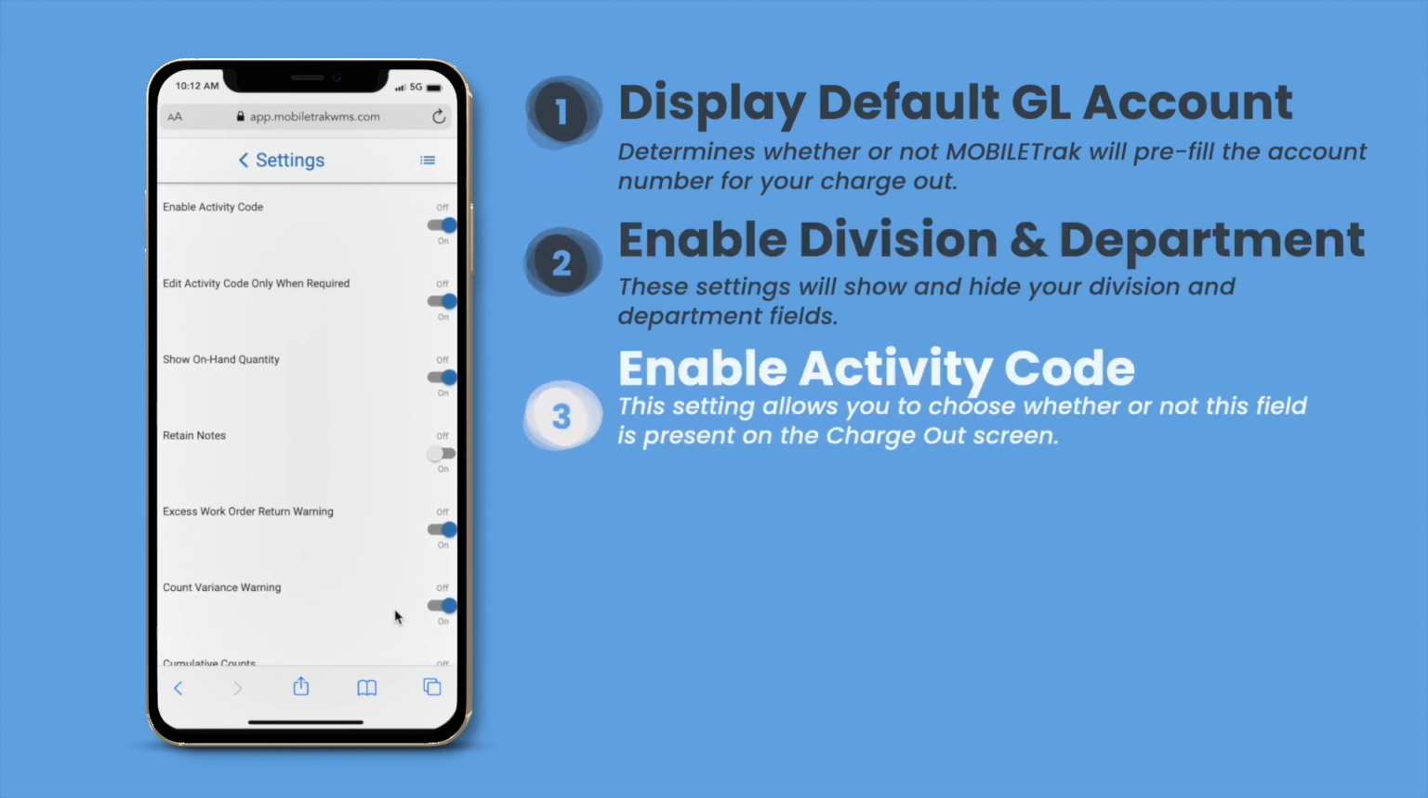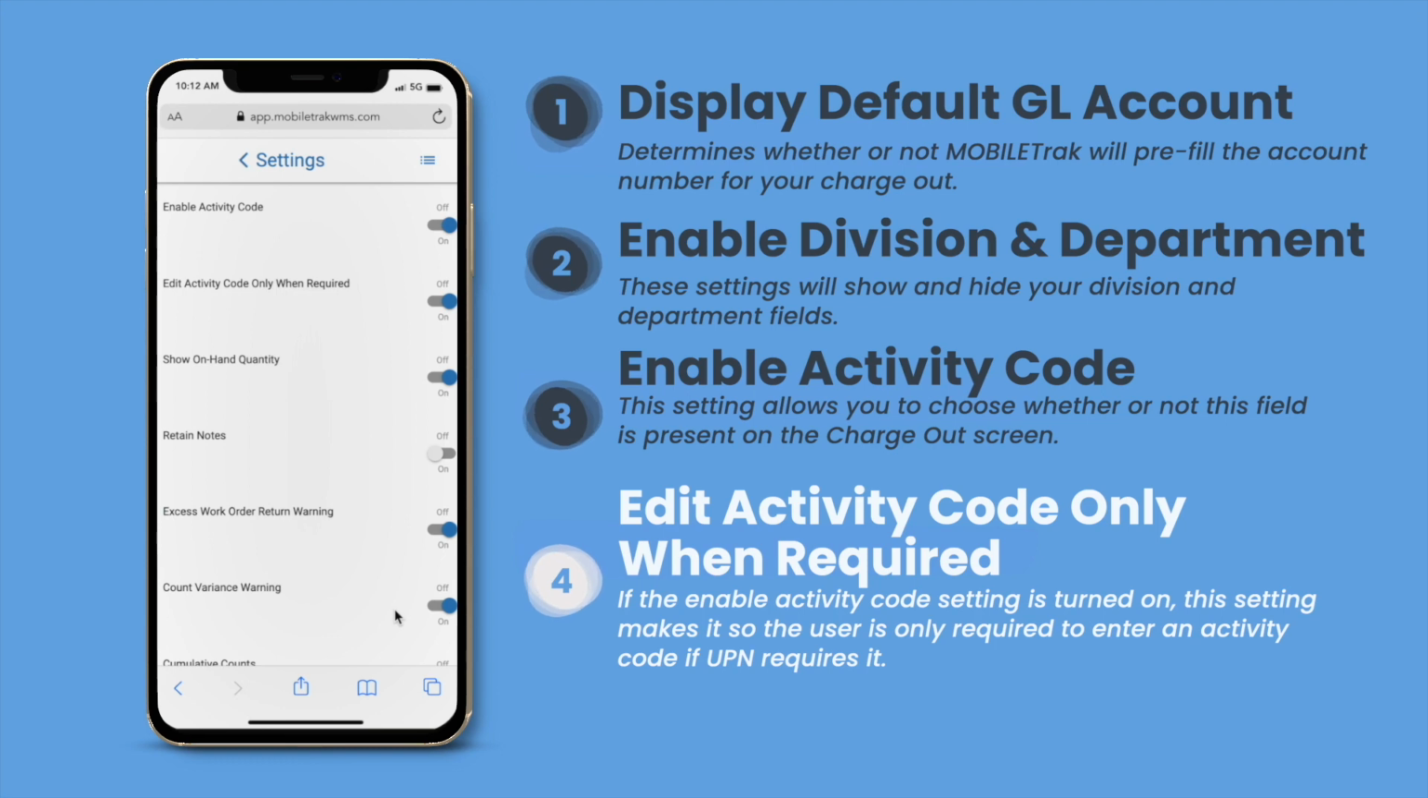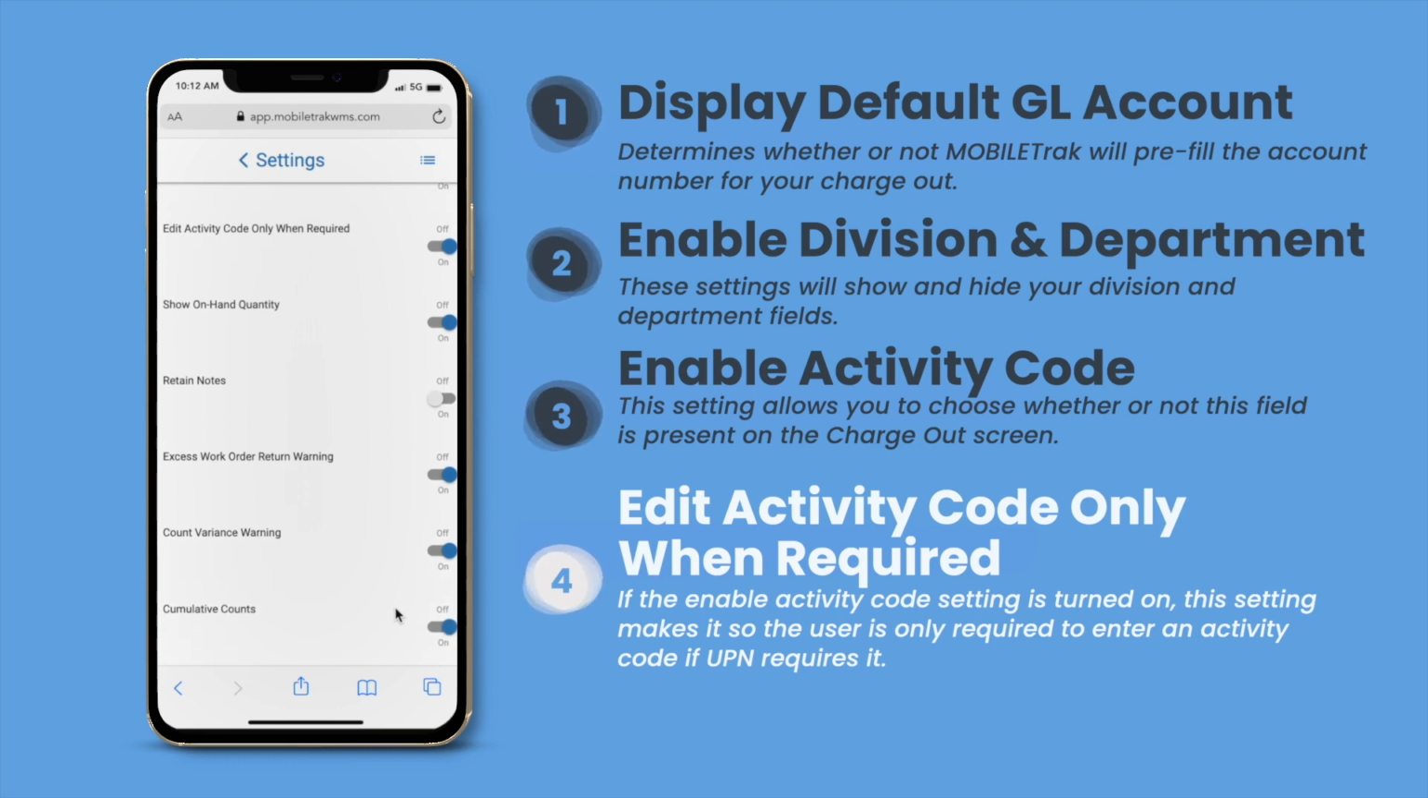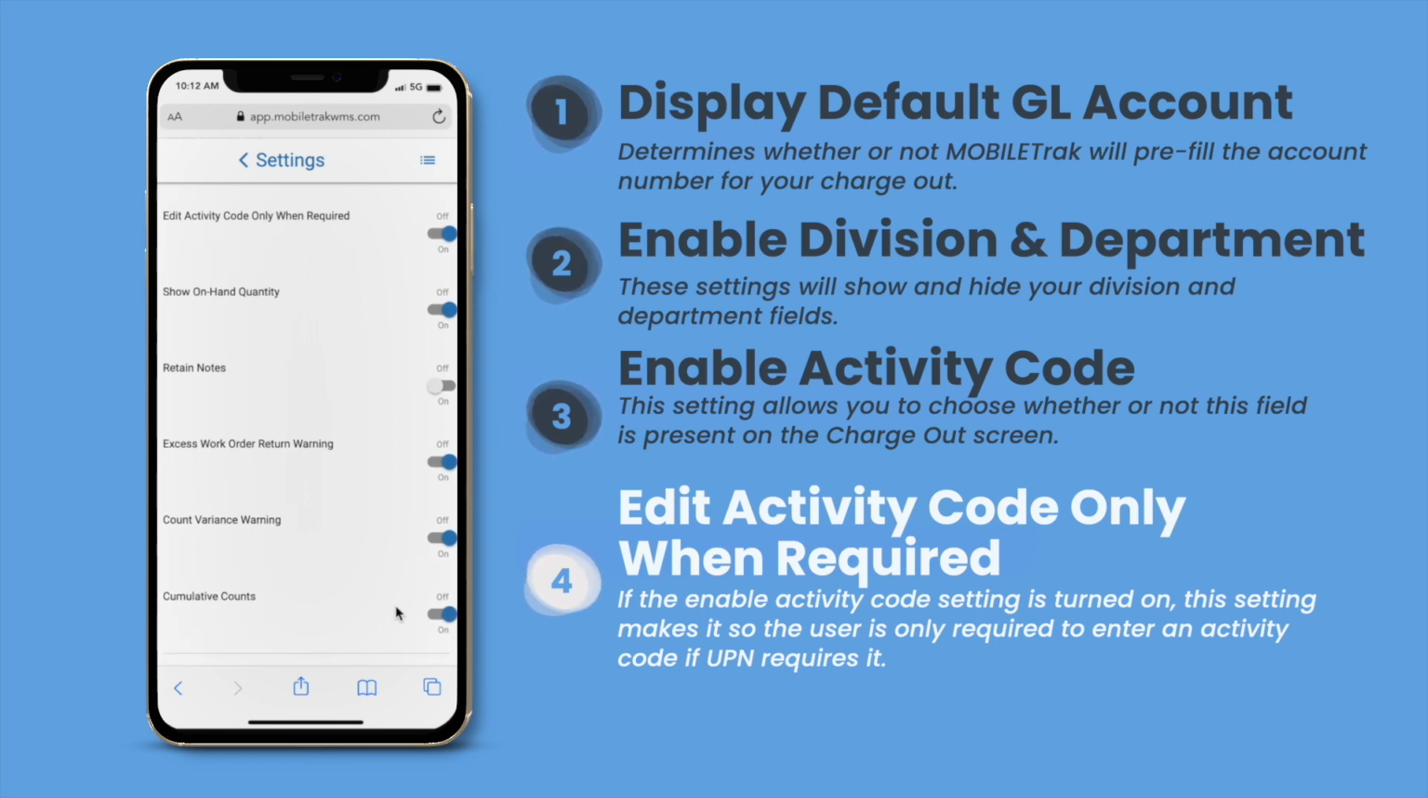Enable activity code. This setting allows you to choose whether or not this field is present on the charge out screen for adding a task. Edit activity code only when required. If the enable activity code setting is turned on, this setting makes it so the user is only required to enter a task if UPN requires it.